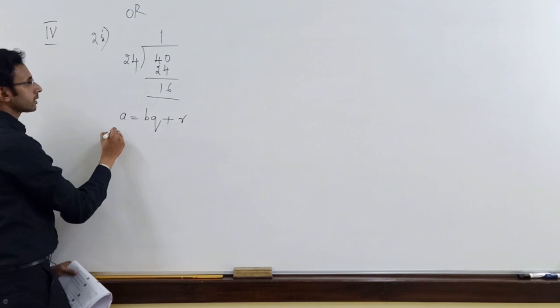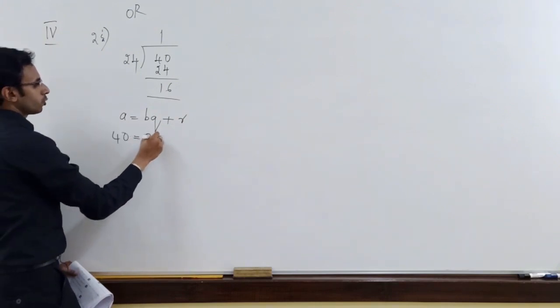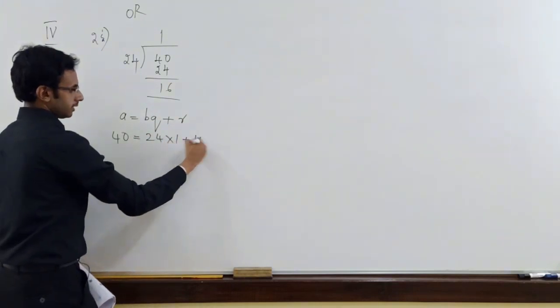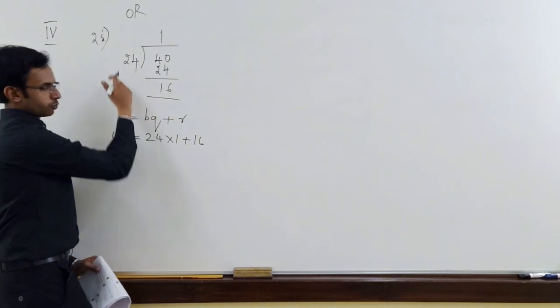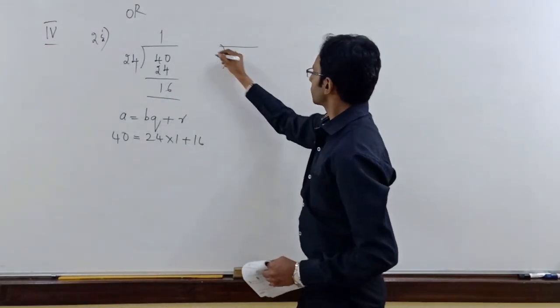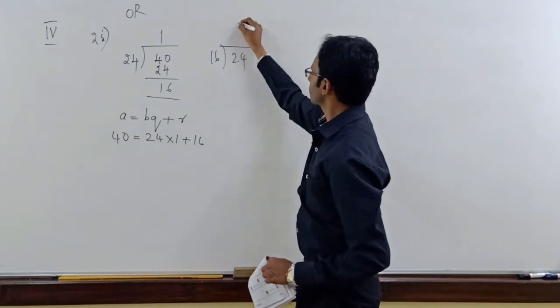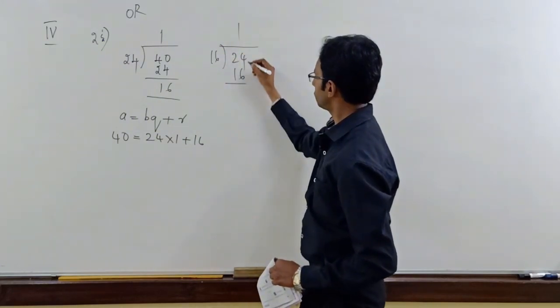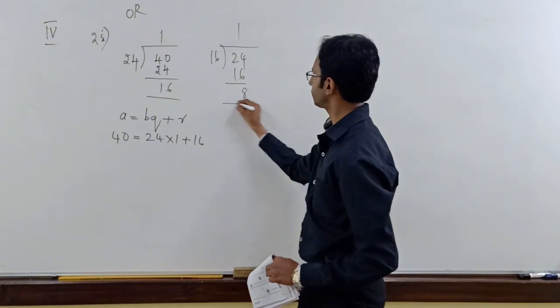And we show the algorithm here. A is equal to BQ plus R. 40 is equal to 24 into 1 plus 16. Then further we divide the remainder and the divisor. So 16 we write here and 24. 16 ones are 16, so 24 minus 16 is 8.